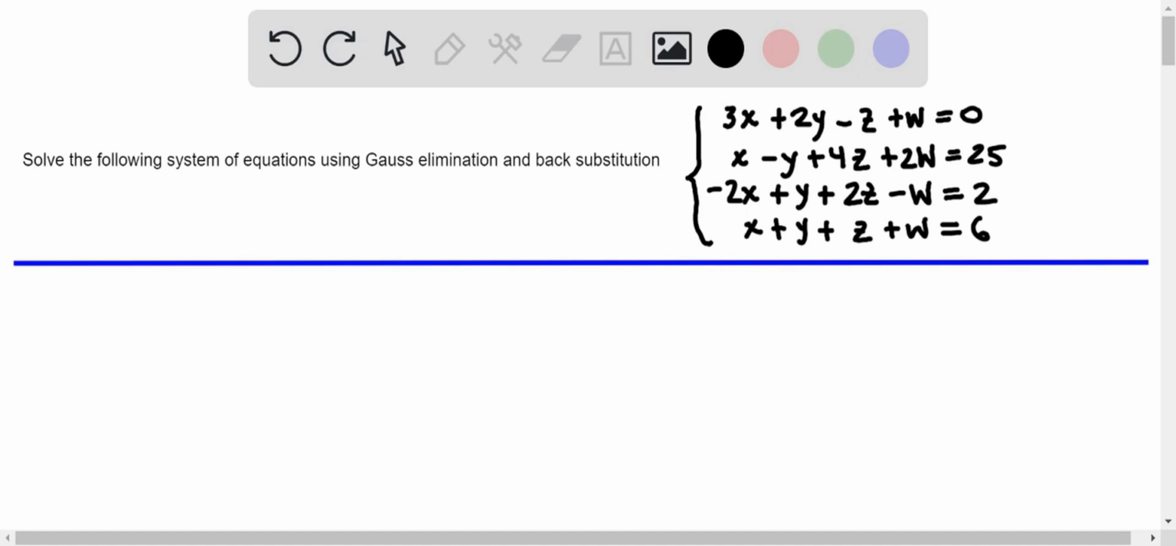The system is 3x + 2y - z + w = 0, x - y + 4z + 2w = 25, -2x + y + 2z - w = 2, and x + y + z + w = 6.